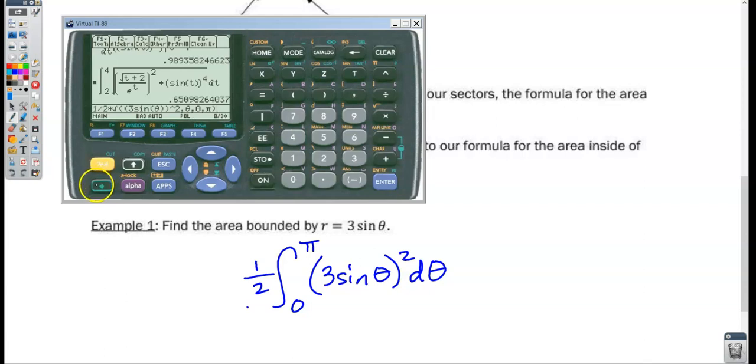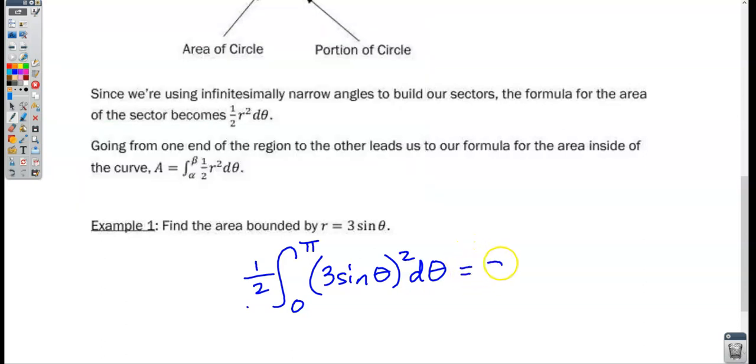And now I'm going to go ahead and calculate. Here we go. 7.069. 7.068, also acceptable. And that is our area bounded by this curve. All right, let's go on to the next example.